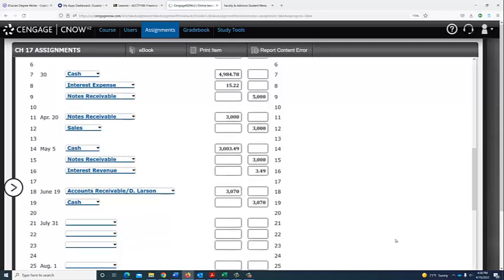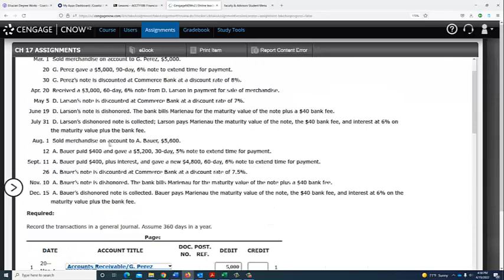Then on the 31st, Larson's dishonored note is collected. Larson pays Marino the maturity value of the note, the $40 fee, and interest at 6% on the maturity value plus the bank fee. So in other words, they're giving us 6% on the full $3,070 that they owe us.